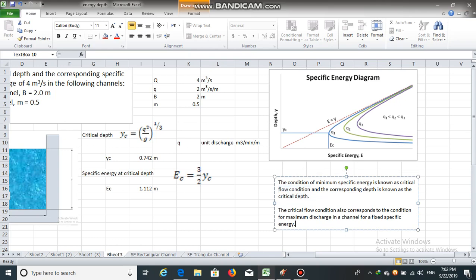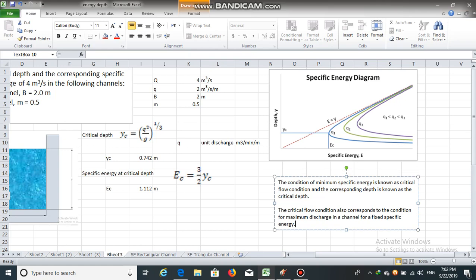Critical flow condition also corresponds to the condition for maximum discharge in a channel for a fixed specific energy. Let us say the specific energy is fixed here. Now this fixed specific energy will correspond to a condition for maximum discharge.